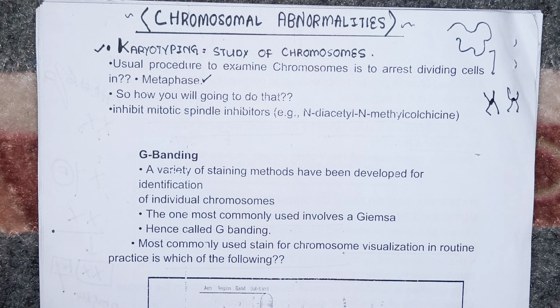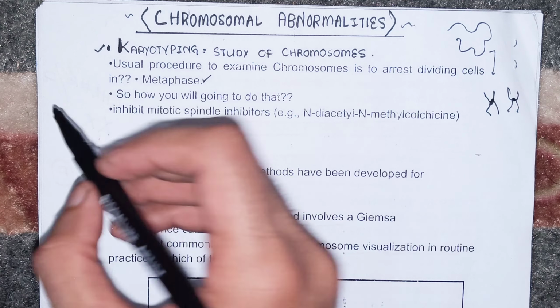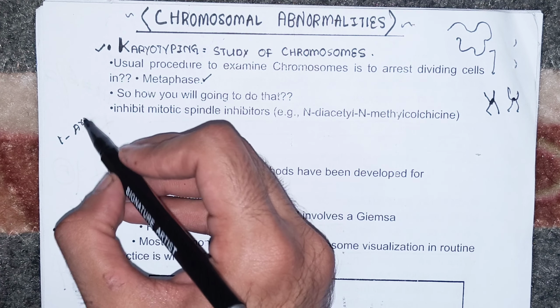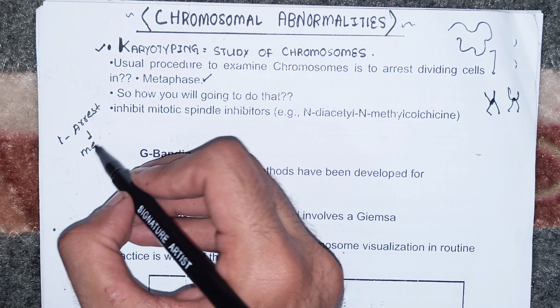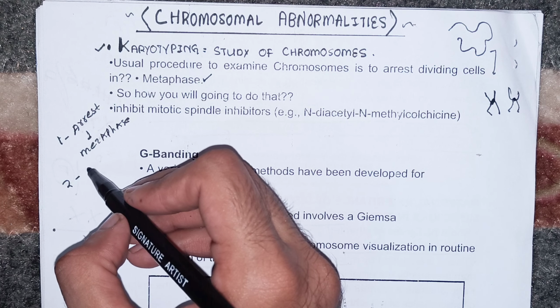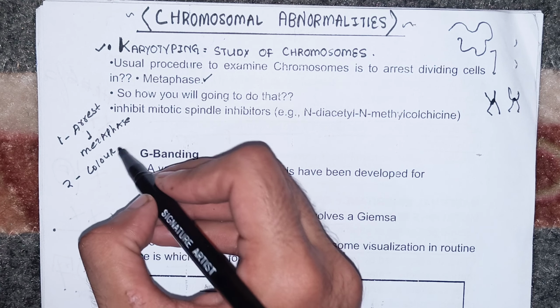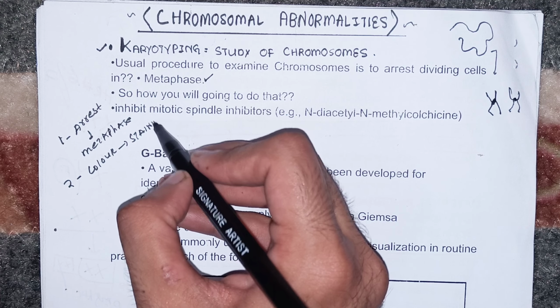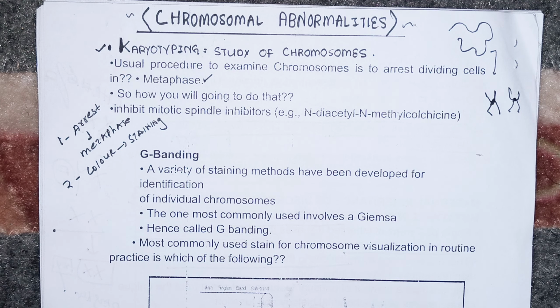But even though it is condensed, you still need to give some stain, some color, because chromosome is a colorless body. You need to give some stain, some color to have visualization. So the first thing is to arrest the dividing cell in the metaphase stage. Number one thing, arrest the cell, in what stage? Metaphase stage. And the second thing is to color the chromosomes. That is staining of the chromosomes. We will use a stain, you will see later. Then you can visualize it.